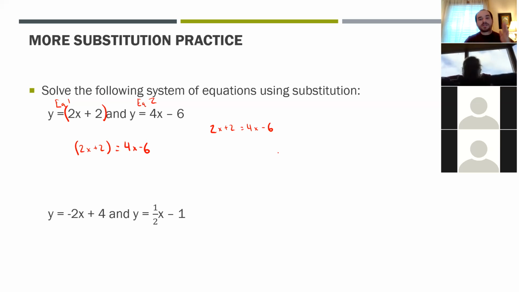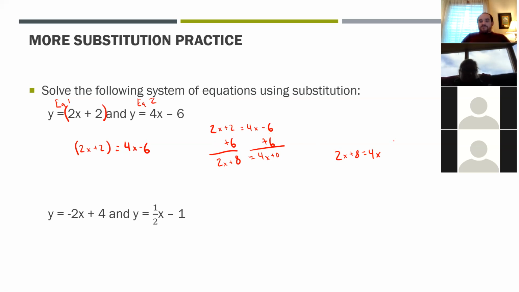Okay, add 6 to both sides. So Barb's idea was to add 6 to both sides. That's a good first step. And add 6 and add 6. So when we do that, now we have 2x plus 2 plus 6 is plus 8 equals 4x. And then 6 minus 6 equals 0. So 4x was 0. So now we have 2x plus 8 equals 4x. Anybody have any other ideas to solving this?